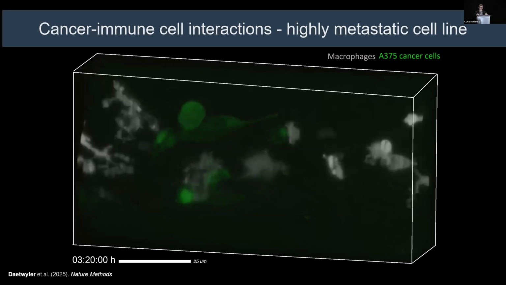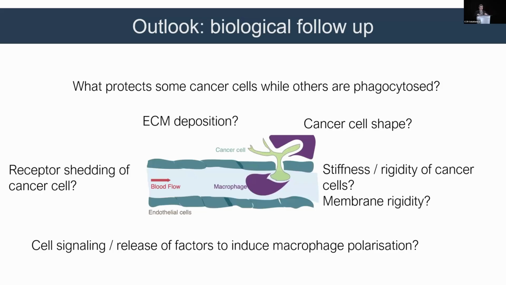What happens? Why are those cancer cells protected from the macrophages? Is it the ECM deposition? Is it the shape? Is it the stiffness, the rigidity of the cancer cells, the membrane rigidity? Do those cancer cells shed receptors that macrophages recognize, or is it the cell signaling? Do they actually manage to polarize the macrophages that they interact with over hours?